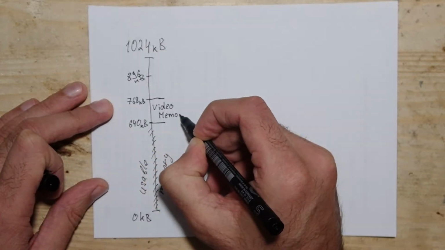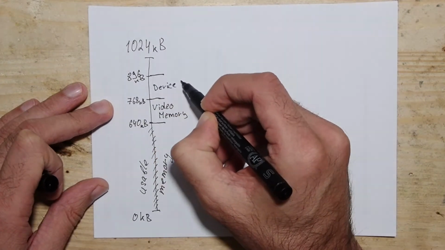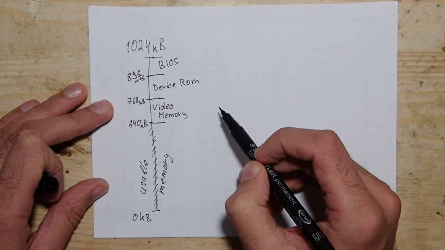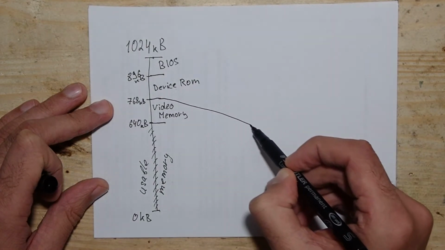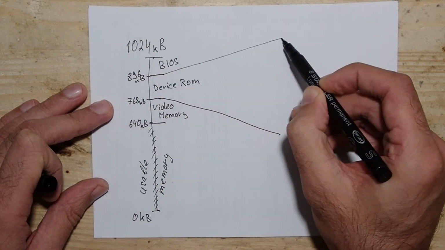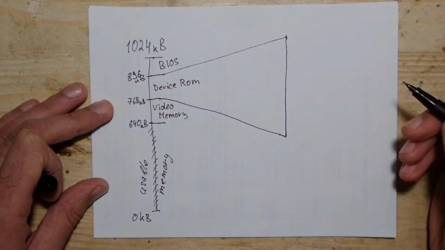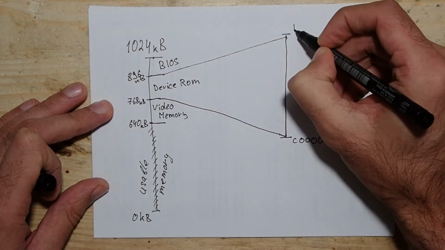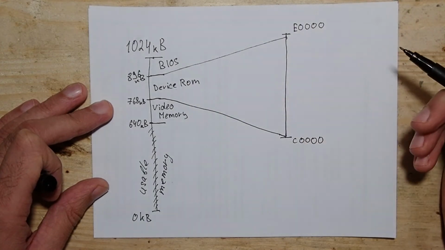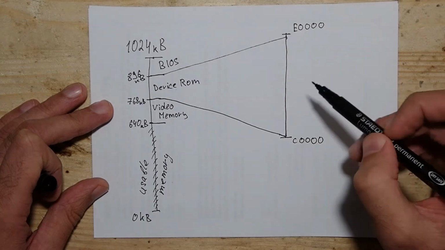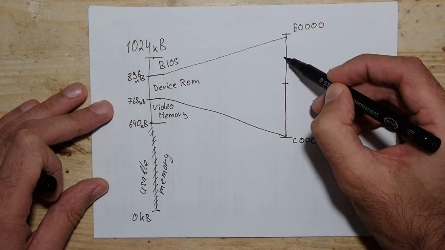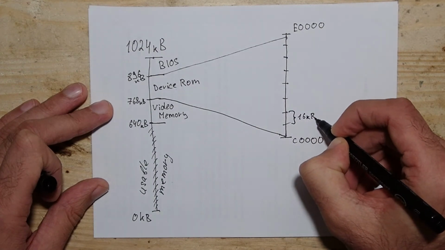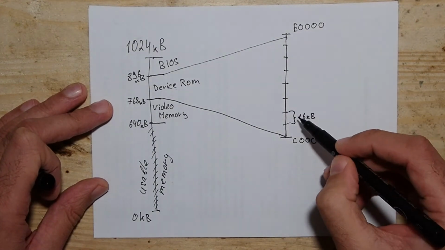First block is video memory. Second is the area for the device ROMs, and the last one is for BIOS. Again, this is very much simplified, but we are interested in the middle block for the device ROMs. It starts from a hexadecimal address C000, meaning 768 KB, and goes up to the address E000, meaning 896 KB. This makes 128 KB, which can be divided in multiple chunks of 16 KB each.